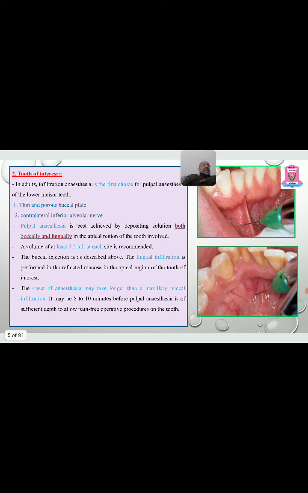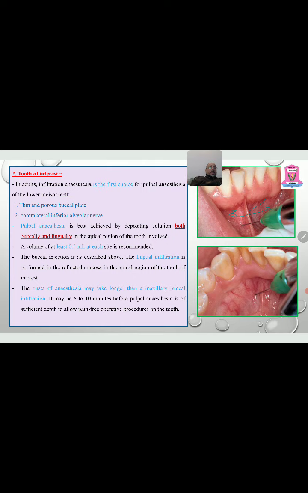So if we said from the mixed dentition age onward, it is better not to use the infiltration technique. The tooth of interest in adults: infiltration anesthesia is the first choice for pulpal anesthesia of the lower incisor teeth. Why? Because they have a thin porous buccal plate, and the contralateral inferior alveolar nerve crosses from left to right and right to left in the anesthesia.